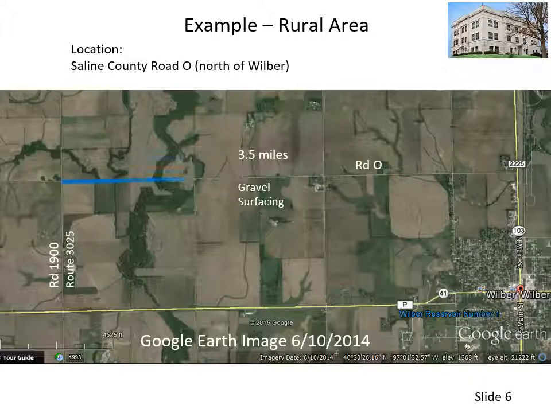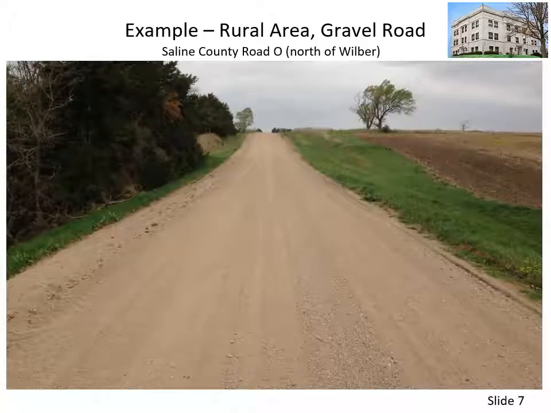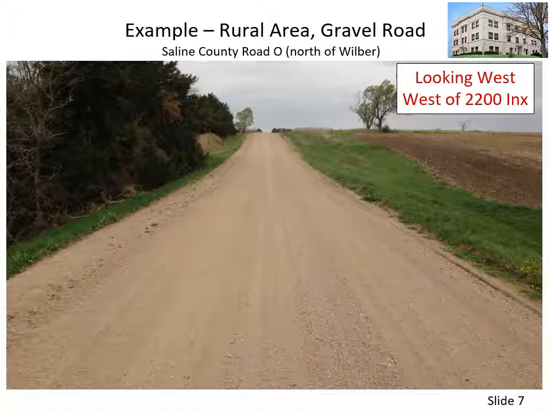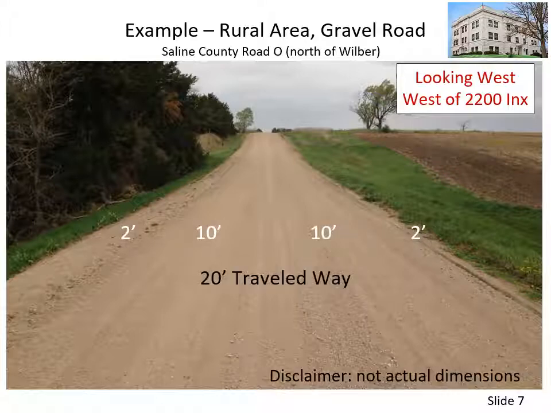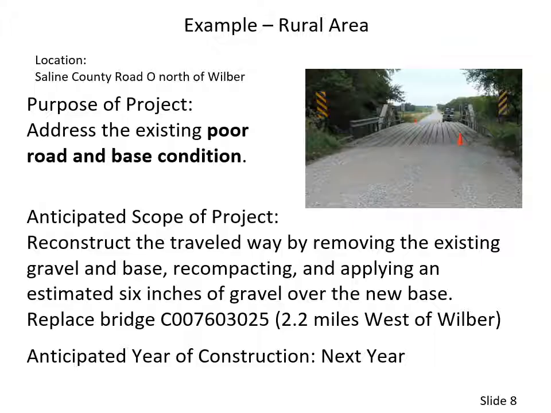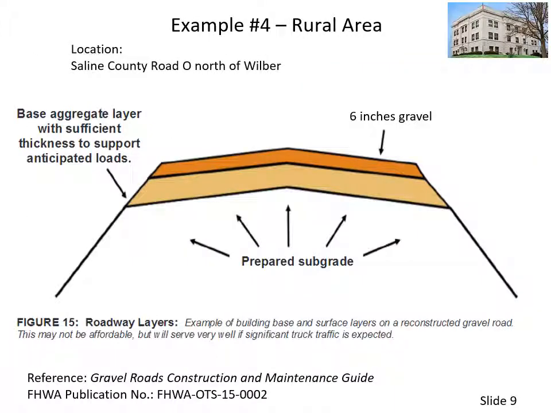The example is a road north of the city of Wilbur in Saline County. Here is a ground level view. A 20-foot traveled way is assumed with 2-foot earth shoulders. The road is assumed to be in poor condition. The scope of the project would involve reconstructing the roadway from the base up and applying 6 inches of gravel over the new base.